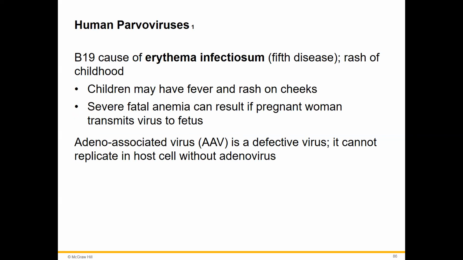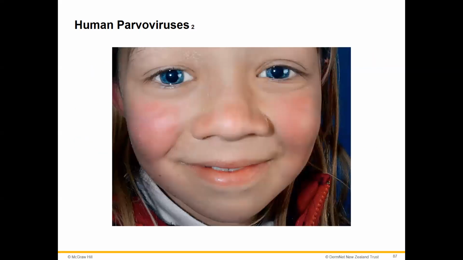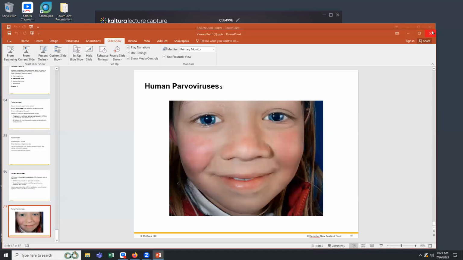This is your hemoparvovirus, your B19. This is fifth disease, another viral exanthem, erythema infectiosum, a rash of childhood. This is where you have the slapped-cheek rash. You could have a fatal anemia if a pregnant woman transmits the virus to the fetus, but erythema infectiosum as its own infection, fifth disease, is typically self-resolving. It's a viral exanthem. So this is what it looks like, that your cheeks are slapped. That's what it appears to look like. Okay, those are your major DNA viruses.